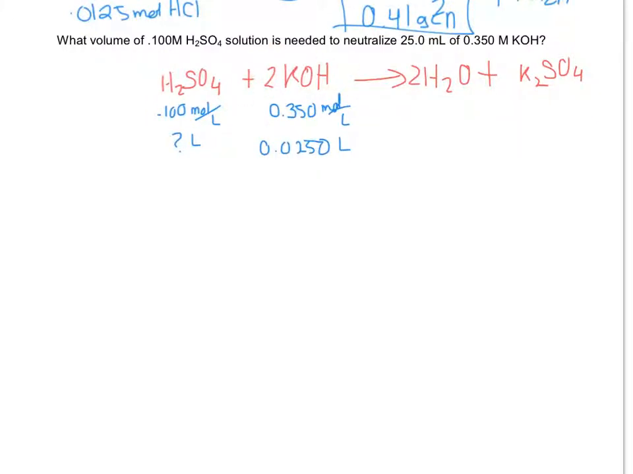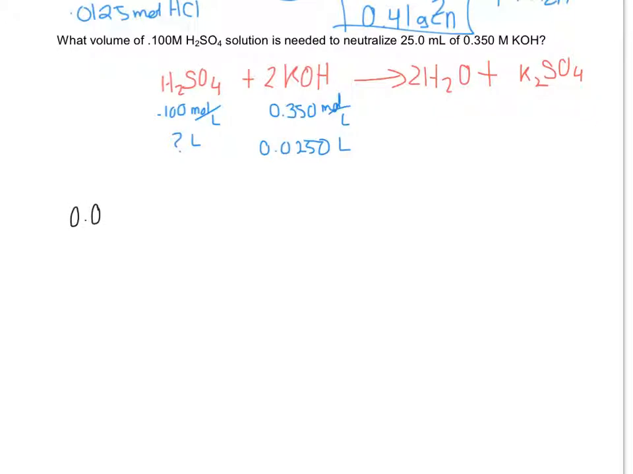So, just like every stoich problem, find the moles of the substance that you have information about, so in this case, KOH. Then find the moles of the substance you're interested in, which is the H2SO4, then answer your question. So, let's go ahead and do that. So first, moles of KOH.